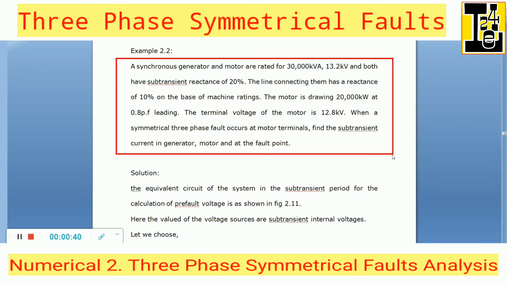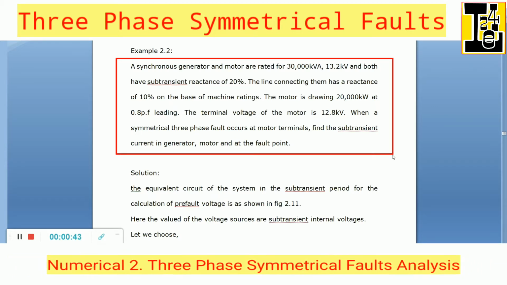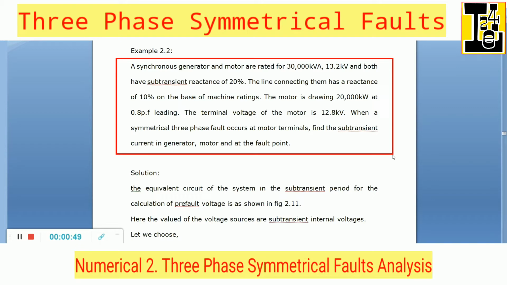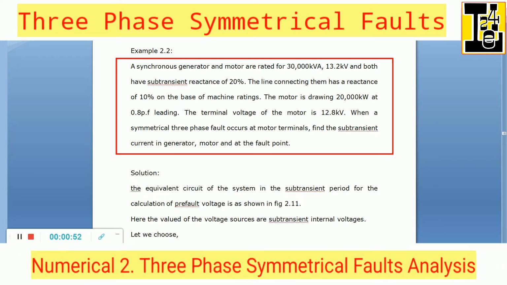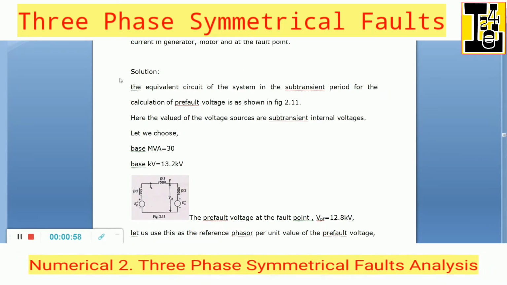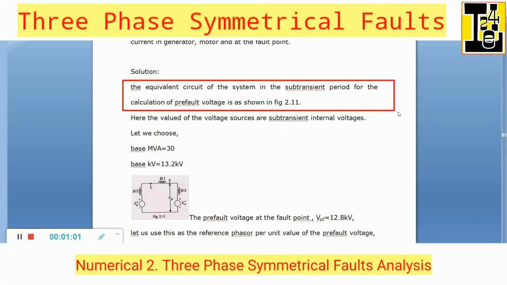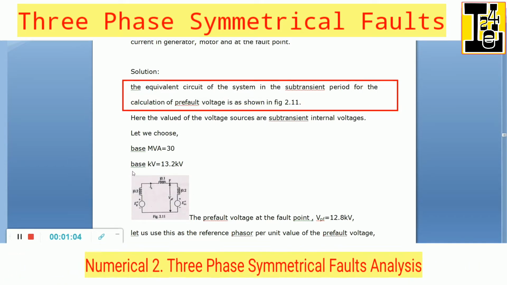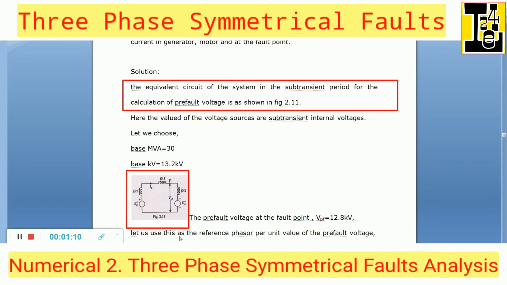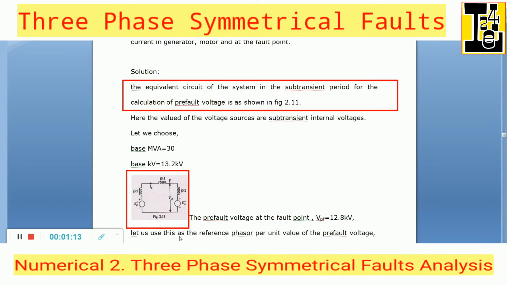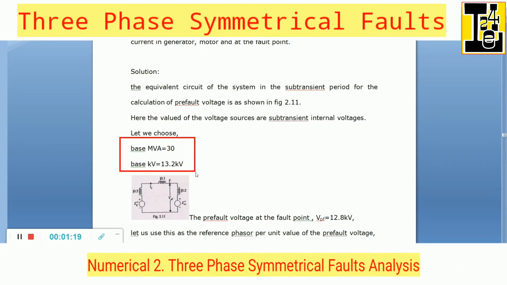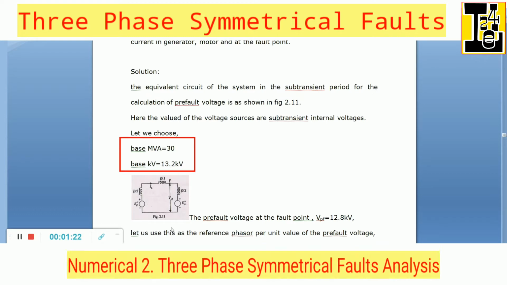When a symmetrical three-phase fault occurs at motor terminals, find the subtransient current in generator, in motor, and at the fault point. Let us solve the problem. The equivalent circuit of the system in subtransient period for the calculation of pre-fault voltage is shown in this figure. Here the value of the voltage sources are subtransient internal voltages. Let me choose base MVA is equal to 30 MVA, base kV is equal to 13.2 kV.